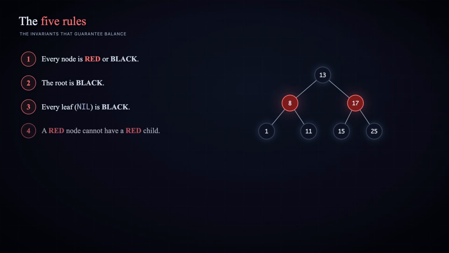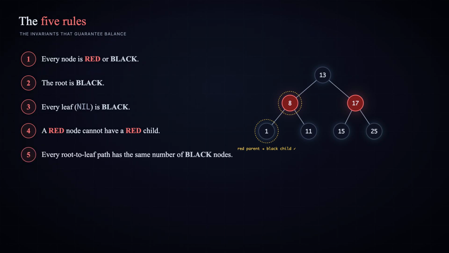And this is the magic. Every path from the root to a leaf must contain the same number of black nodes. These rules together guarantee that the longest path is at most twice the shortest. Not perfectly balanced like AVL, but balanced enough, and far cheaper to maintain.